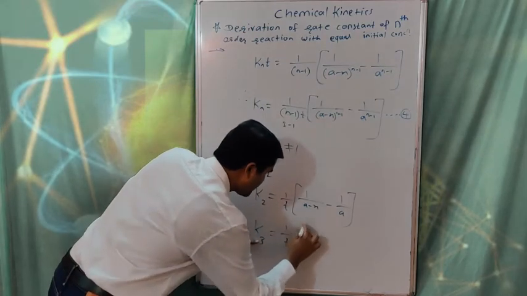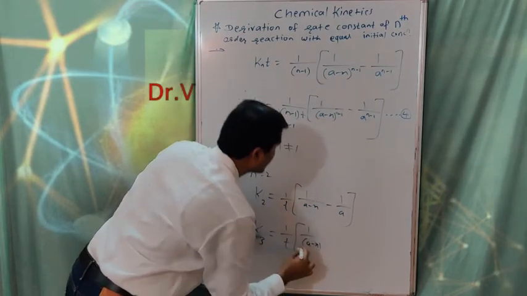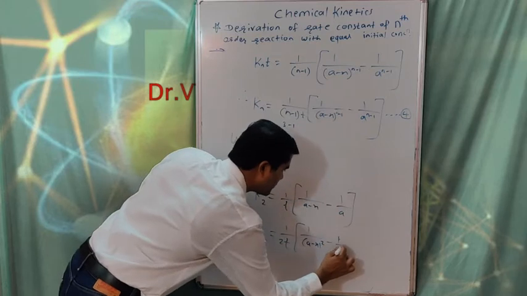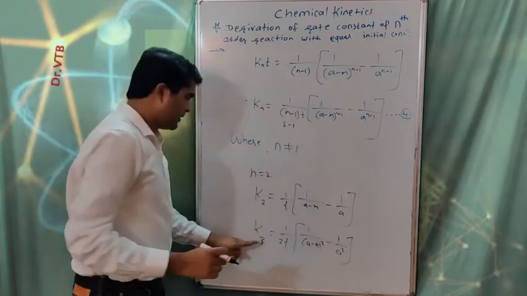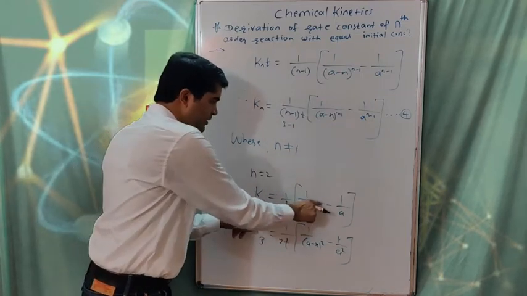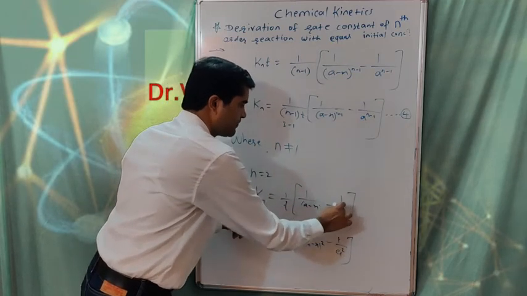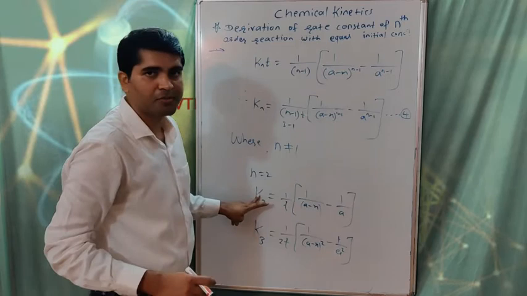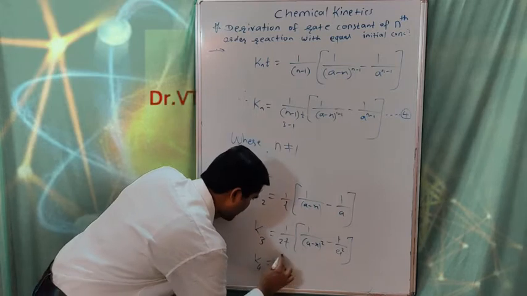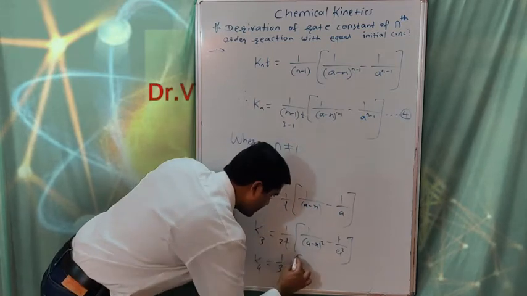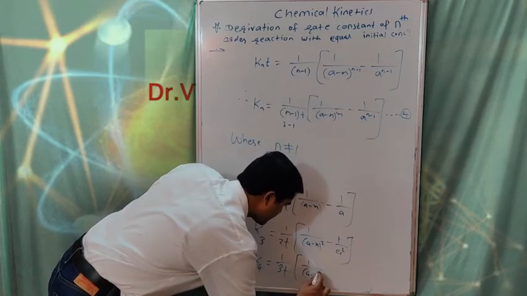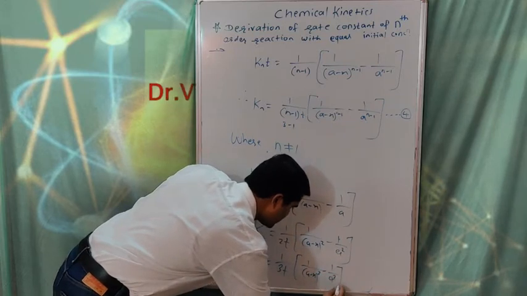K3 is equal to 1 upon 2t, 1 upon (a minus x) squared, minus 1 upon a squared. Here 3 minus 1 is 2 in the 2t. Means what? If here 3, then here 2, here 2, here 2. If here 2, then here 1: the power is 1 on the bracket and 1 on a. So this is the rate constant of second order, this is the rate constant of third order. Similarly for fourth order, what will be there? K4 is equal to 1 upon 3t into the bracket 1 upon (a minus x) raised to 3 minus 1 upon a raised to 3. This is for fourth order.